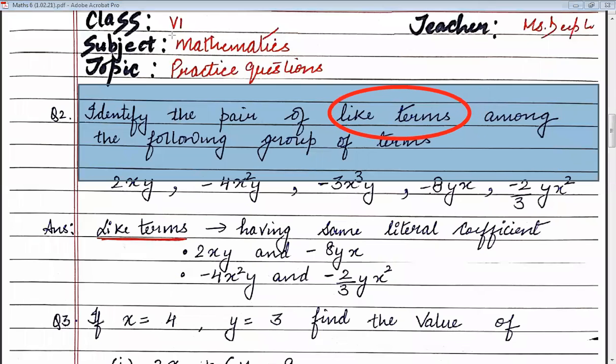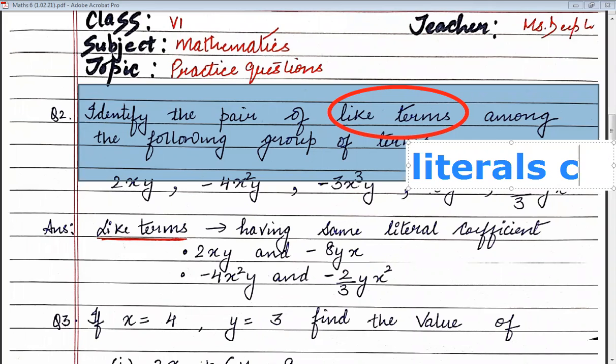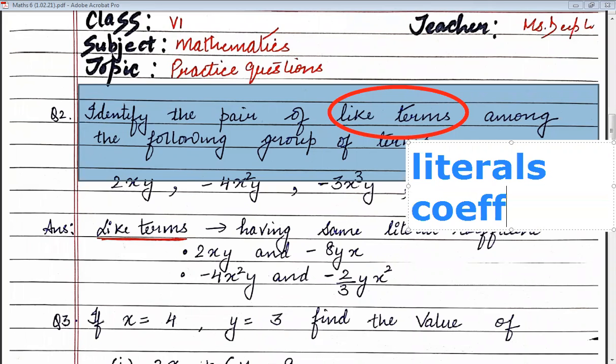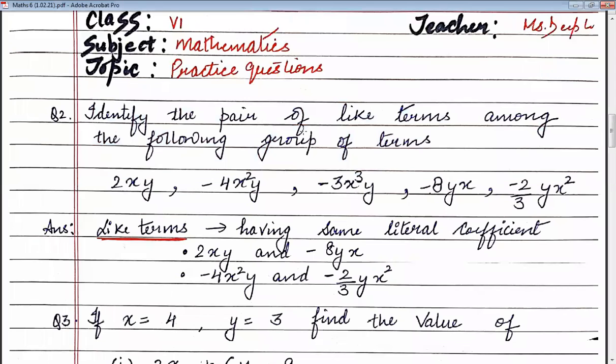Children, like terms are those terms whose literal coefficients are same. Terms whose literal coefficients are same. Okay, so it means if you find in a term the literal coefficients are same, then you will say these are like terms. So now let us find out the terms which are having same literal coefficient.